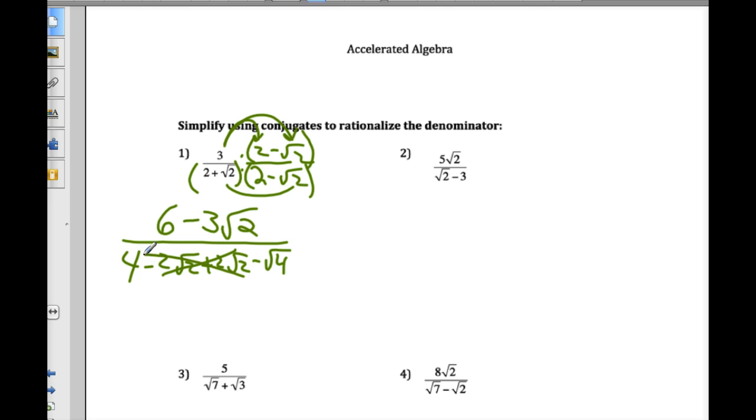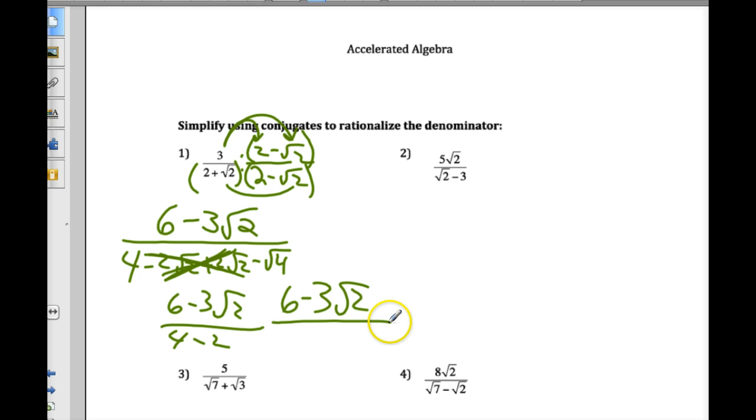Guys, the middle two pieces will always vanish. It's kind of like the difference of two squares. If you know that what you're doing is going to eliminate the middle two pieces, you don't have to write them down. So I got 6 minus 3 radical 2 over 4 minus 2. Where did minus 2 come from? Square root of 4. Final answer, 6 minus 3 radical 2 all over 2.